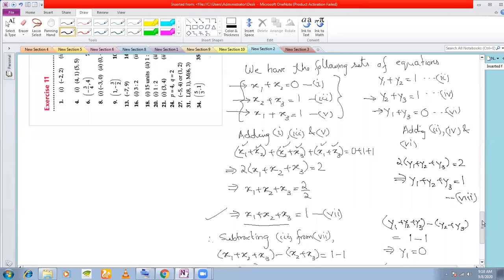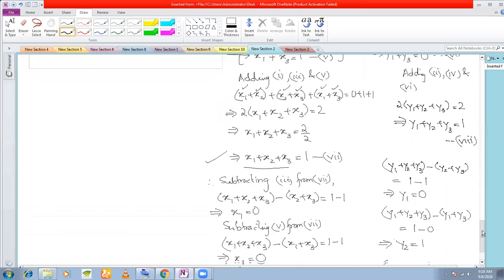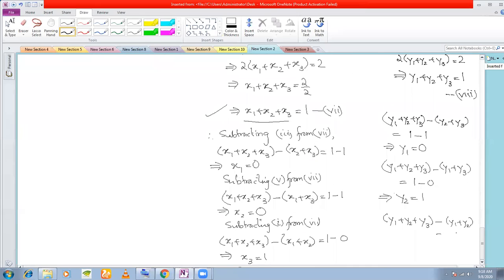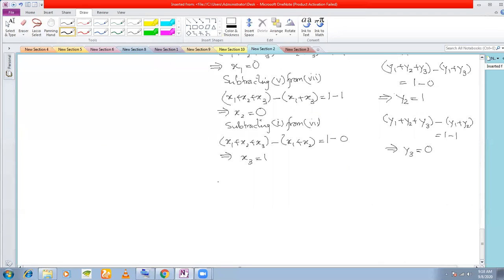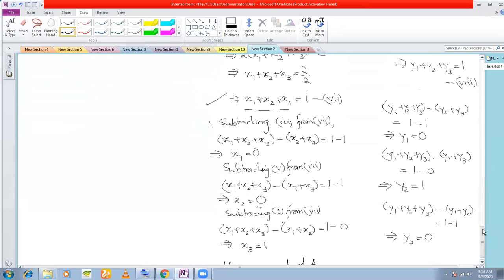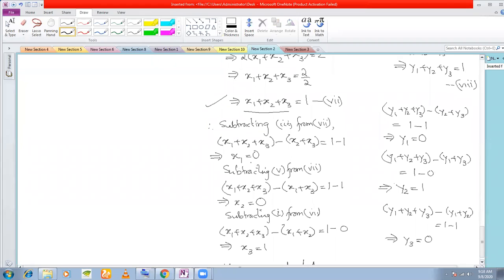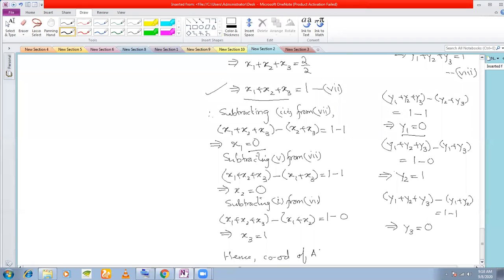So this is 1 minus 1. So you get y3 is equal to 0. So what are the coordinates? Hence, coordinates of A. What is A? A was x1, y1. And we have got x1 as 0, y1 as 0. So A is 0. In fact, A is the origin.